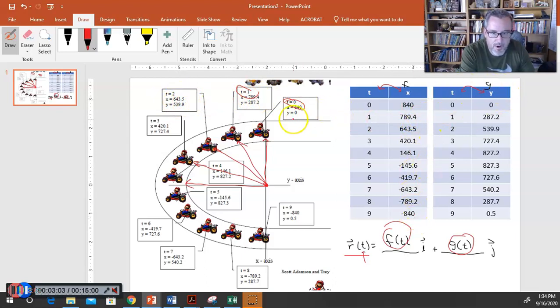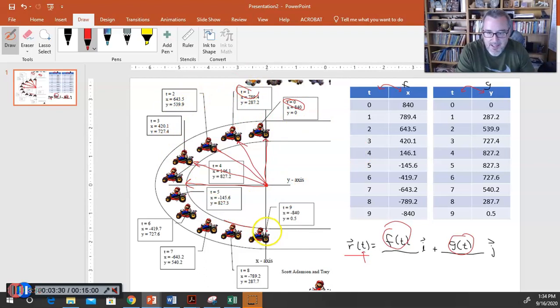Same thing with y. Y is a function of t. When t is 0, y is 0. When t is 1, y is 287.2, etc. So you guys will have to imagine a car going through your curve on your track, and based on your experiences, figure out where would the car be every 1 second, every half a second, however you want to do it. Okay, so that's what I did for this project.